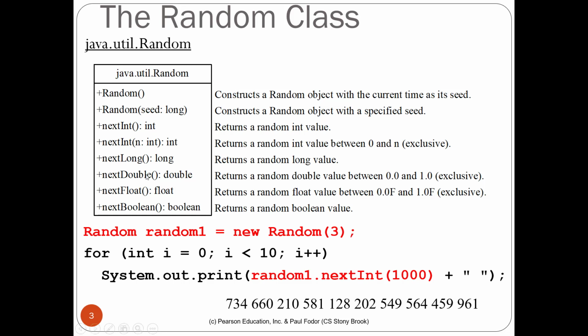Now you might like to look at nextDouble and nextFloat. Double has more precision. After the decimal you get some 16 digits, whereas a float has less precision.